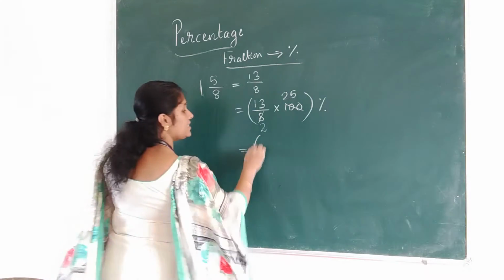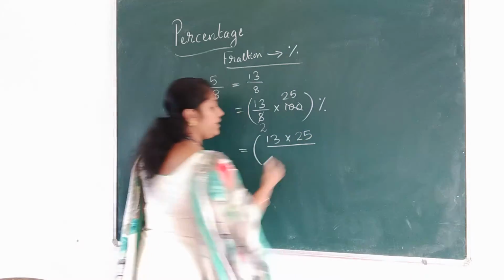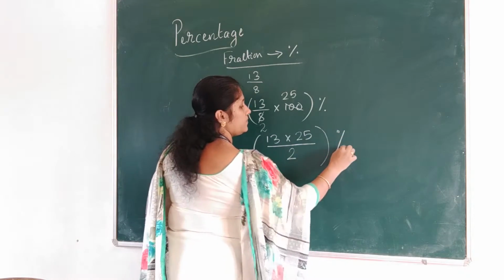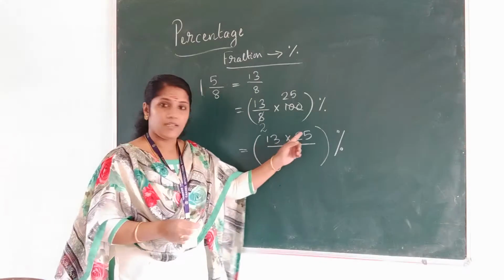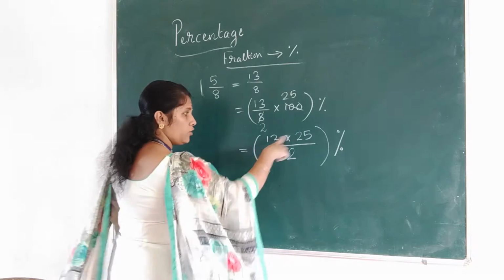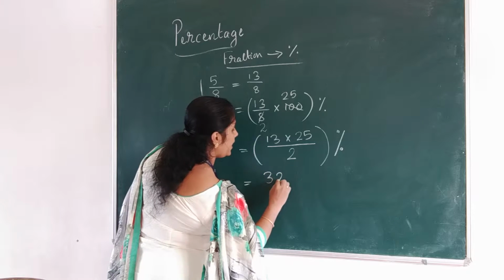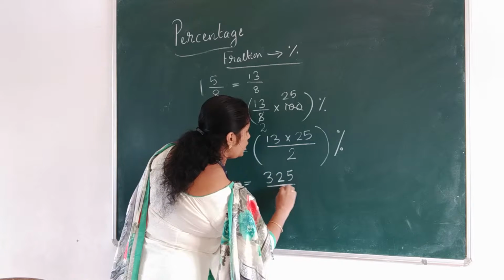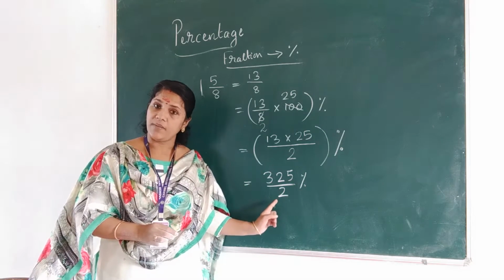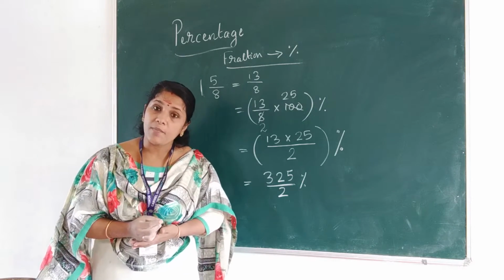Now we can write it as 13 times 25, denominator there is 2, percentage. There is nothing common between, right? So we have to just multiply. When you multiply 13 and 25 together, it will be 325 by 2 percentage. This fraction you can express in the form of a mixed fraction or a decimal number.